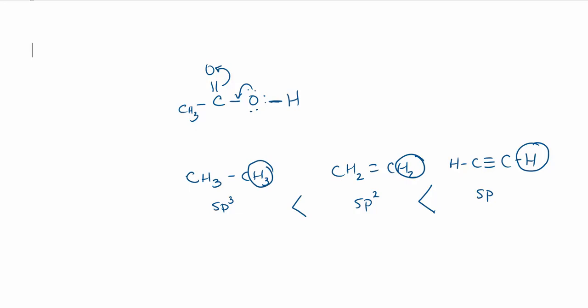So we have 4 effects for acidity that we need to take into account: element effects, inductive effects, resonance effects, and hybridization. Your lower pKa values will be associated with stronger acids, and in an equilibrium situation, the equilibrium will always lie to the side of the weaker acid.